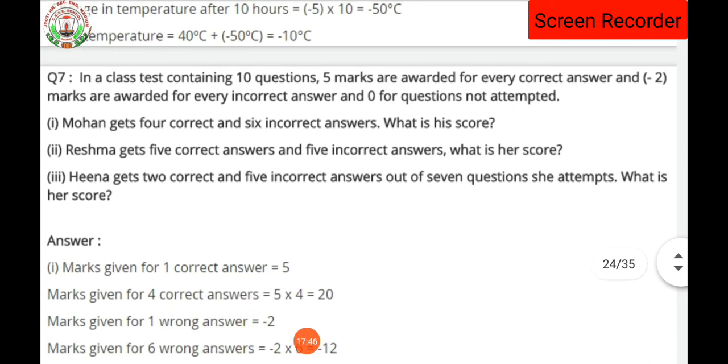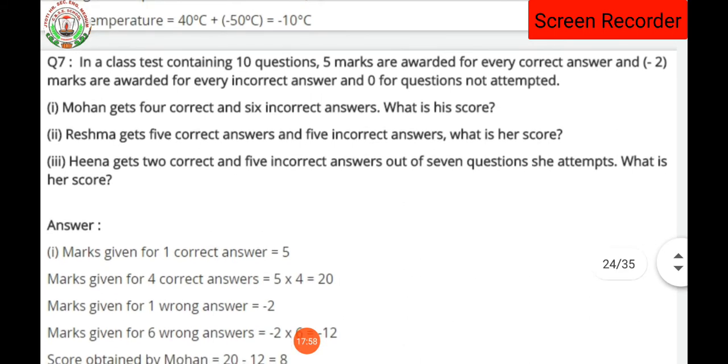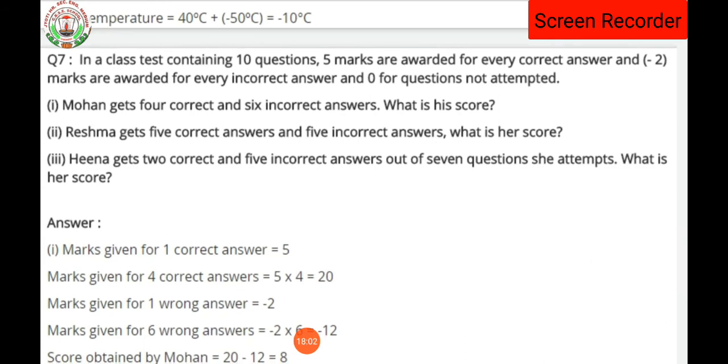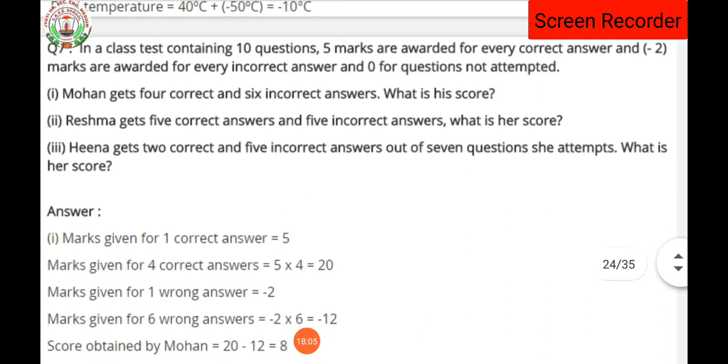Here in this question it is said that in a class test containing 10 questions, 5 marks are awarded for every correct answer and -2 marks are awarded for every incorrect answer, 0 for a question not attempted. So be very careful about what is said in this question.